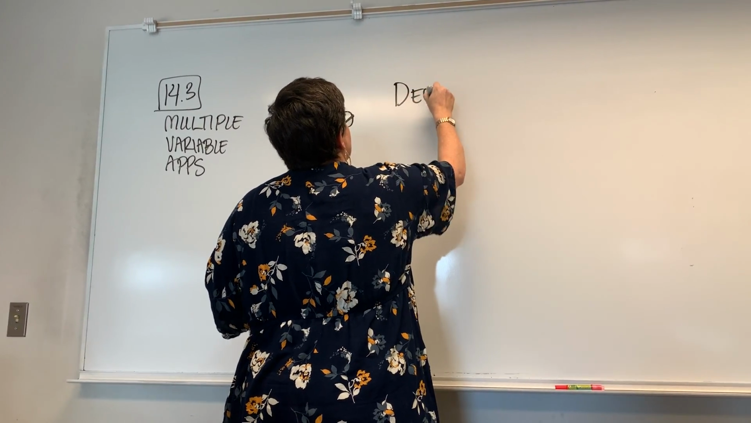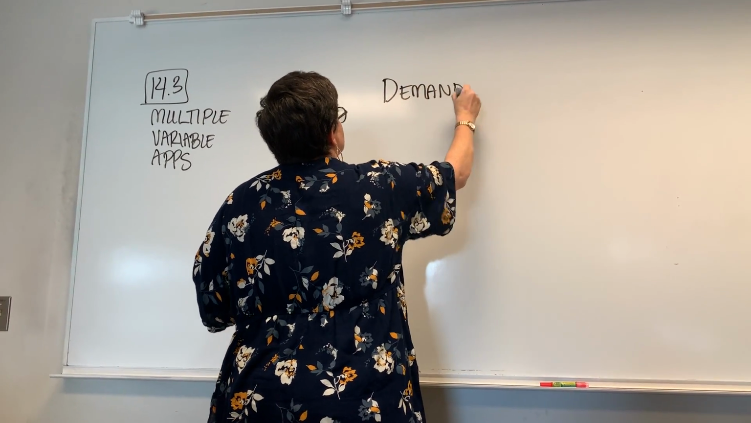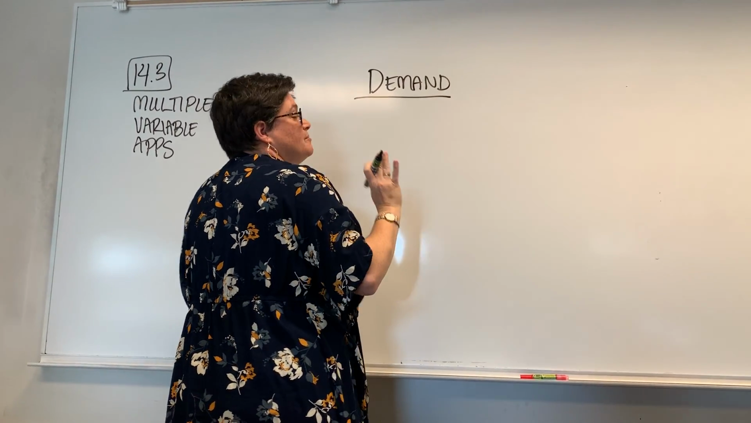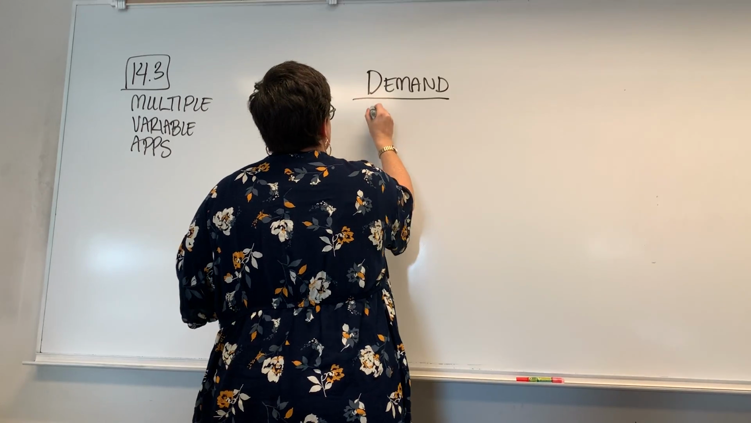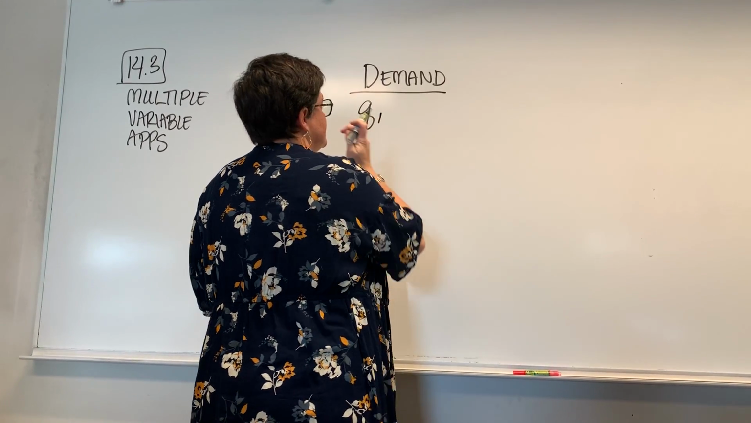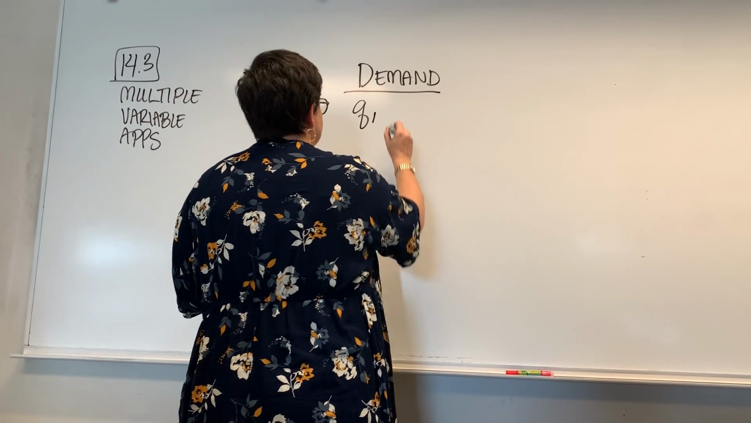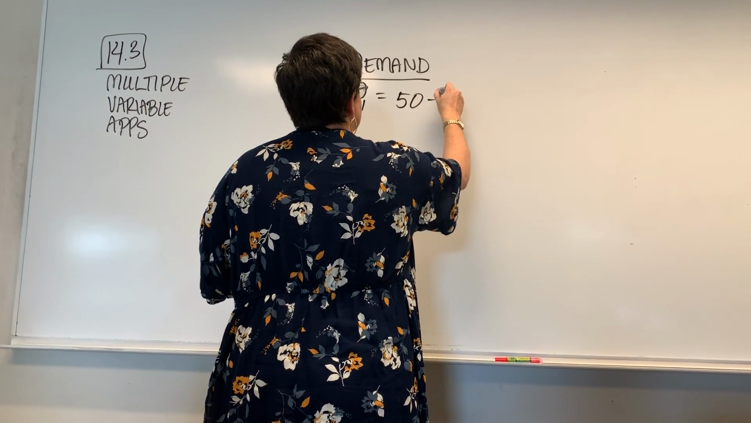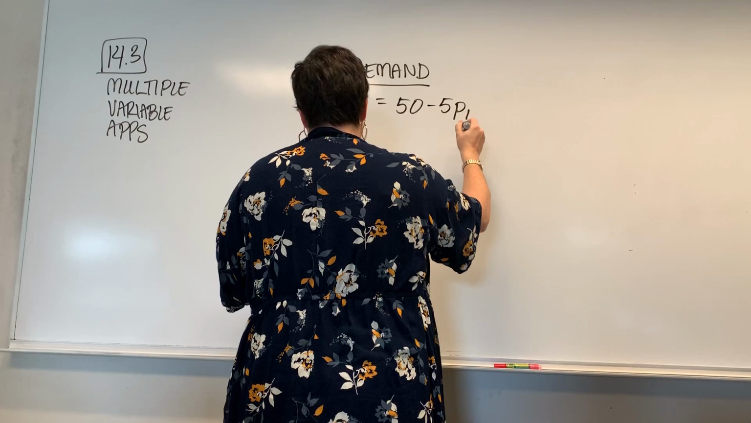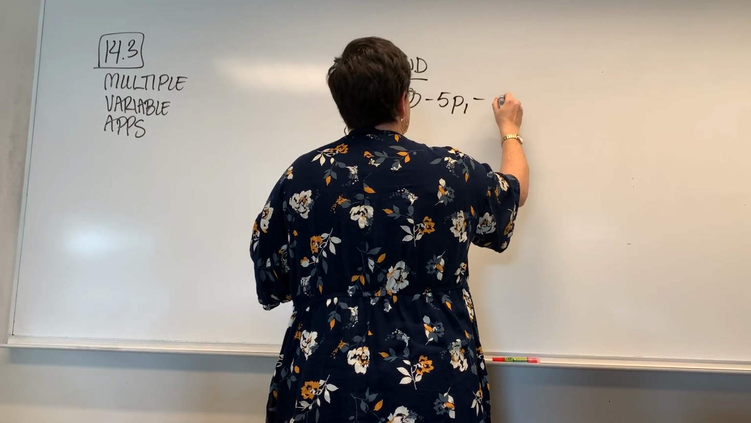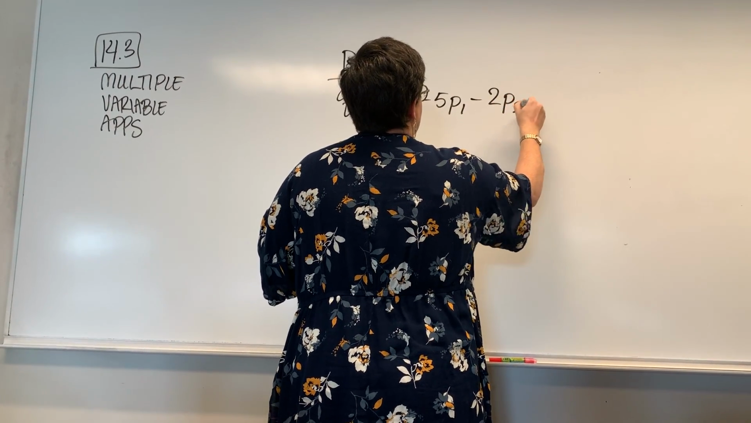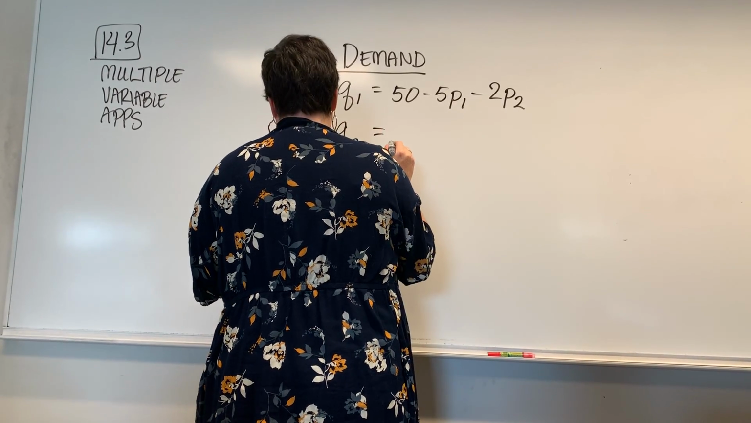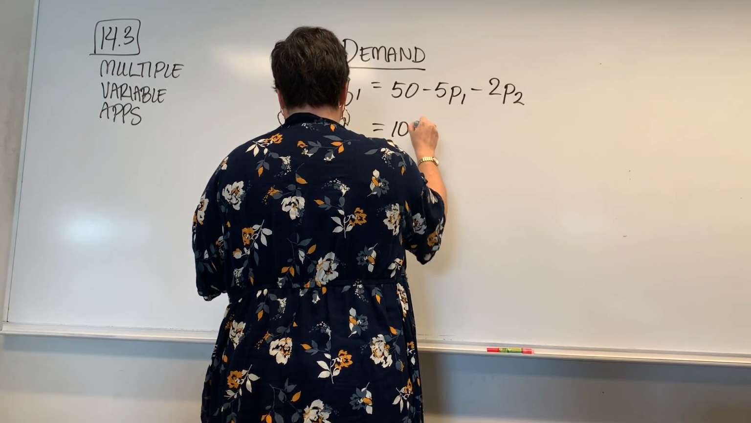In the demand world, in the world of this type of application, we've got two competing products on an open market. So Q1 is the demand for product number one. And these products are interdependent, as in, if I change the price for product one, it's going to affect the demand for product two. So these prices and products are interdependent.